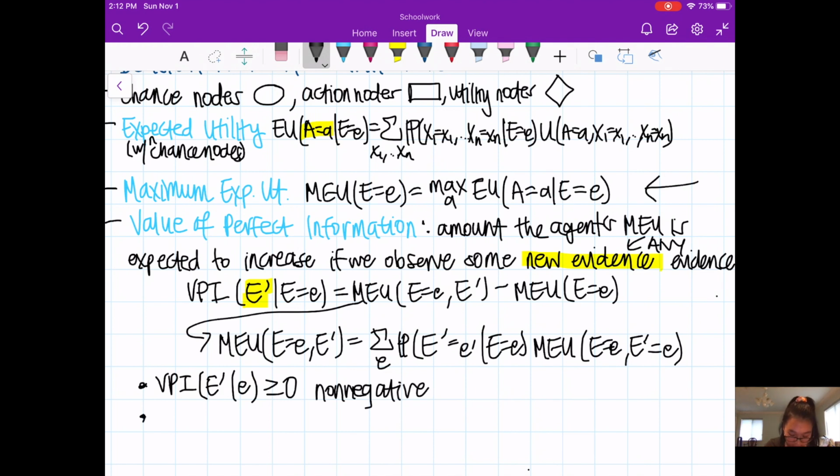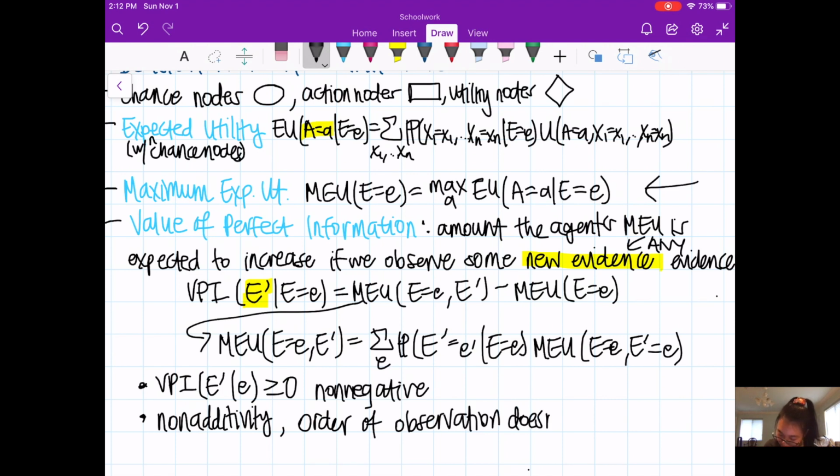Cool. And some other traits are non-additivity. So you can't just add the VPIs together and have it be the same as the VPI of the sum of the variables. And the other one is that the order of observation doesn't matter. So you can observe evidence B first and then evidence A, and that will be the same as observing evidence A and then evidence B.